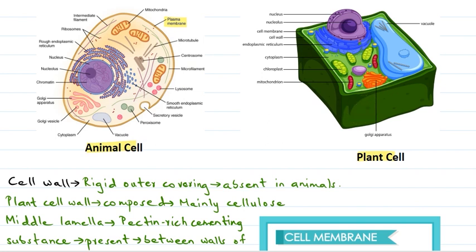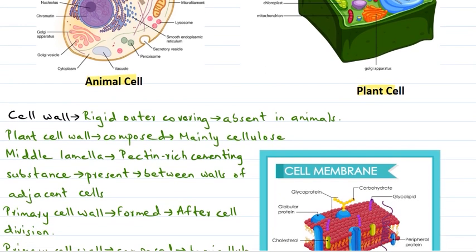So animal cells, though they are eukaryotes, lack the cell wall, whereas other eukaryotic cells like plant cells and fungi have a cell wall present in them. So what is a cell wall? The cell wall is a rigid outer covering, absent in animals and present in plants, fungi and other eukaryotic cells. The plant cell wall is mainly composed of cellulose, and hence we say that it is cellulosic. The cell wall is actually dead and is freely permeable.